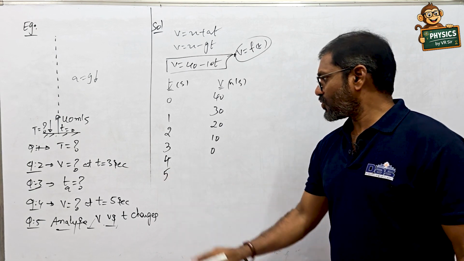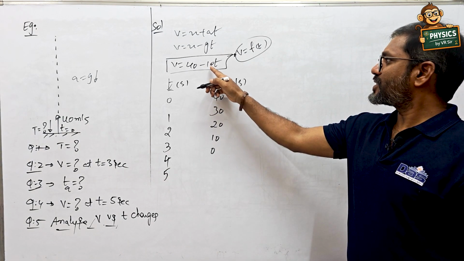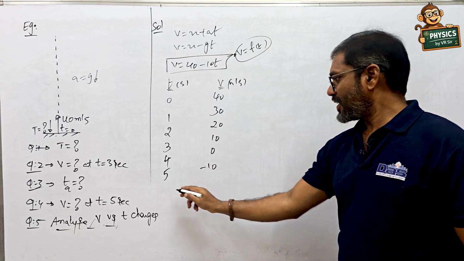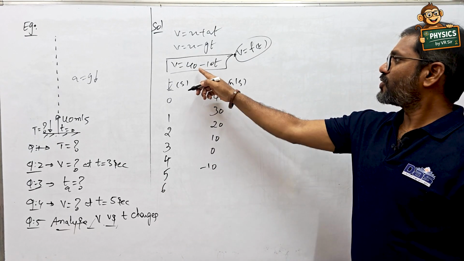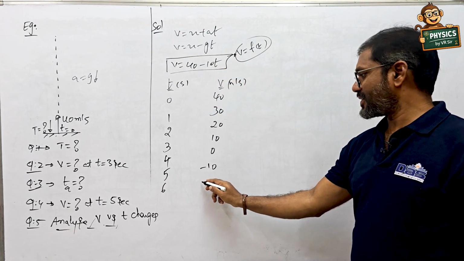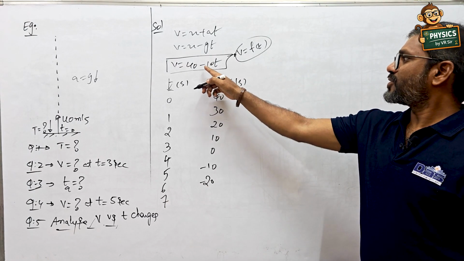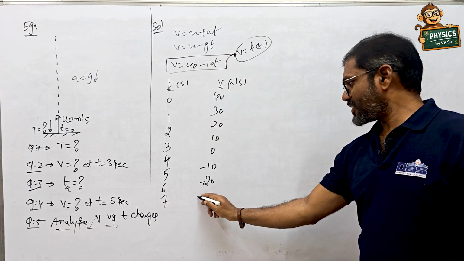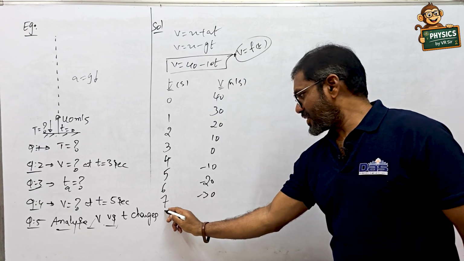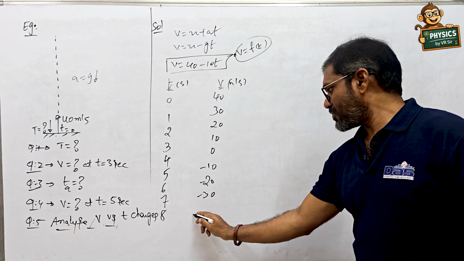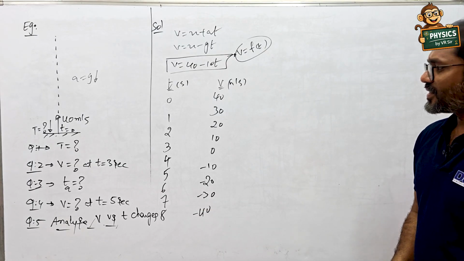At t equivalent to 5, 40 minus 10 into 5, 50, 40 minus 50, minus 10. At t equivalent to 6, 40 minus 60, it's minus 20. At t equivalent to 7, 40 minus 70, it's minus 30. And at t equivalent to 8, 40 minus 80 is nothing but minus 40. Hope it's clear, right?